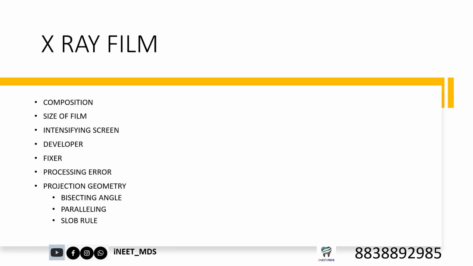And then the SLOB rule: same side lingual, opposite buccal. The SLOB rule is used mainly for object localization. So whether an object is buccally placed or lingually placed, to find that out you use the SLOB rule, which is mainly used for object localization.